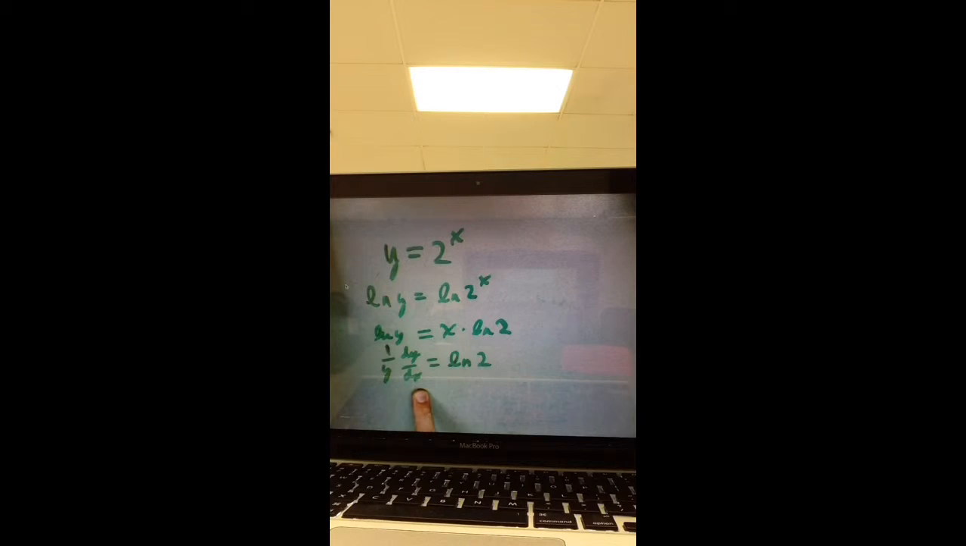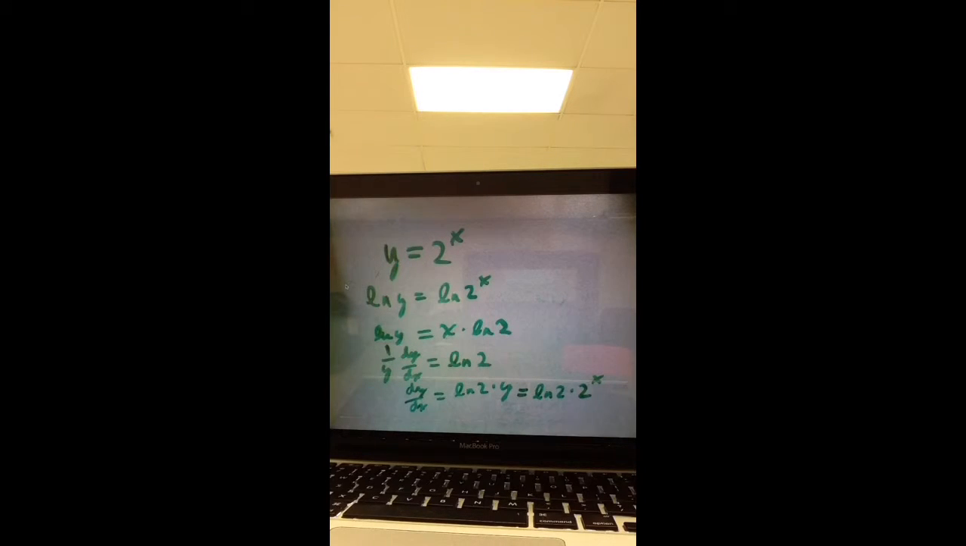But I'm wanting to know what dy dx is, aren't I? So let's multiply both sides by y. So dy dx equals the natural log of 2 times y. Are we good with that? Okay, now, what can I do with that? Well, what was y here? It was 2 to the x, wasn't it? So it will be the natural log of 2 times 2 to the x power. Because this is your formula for the derivative of an exponential function.